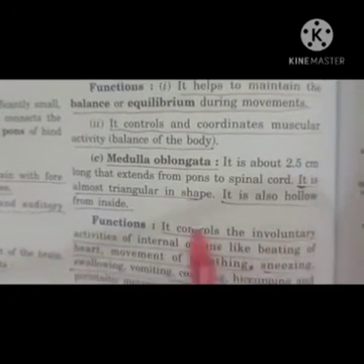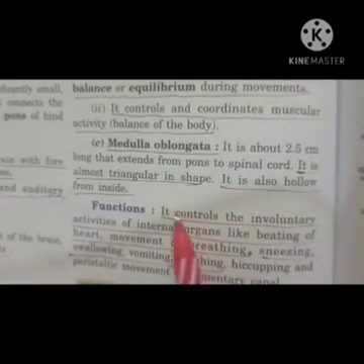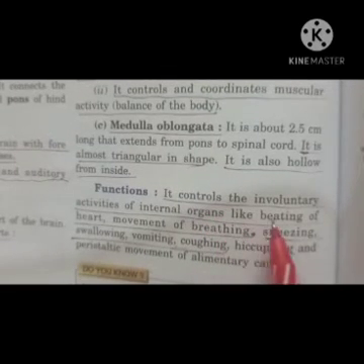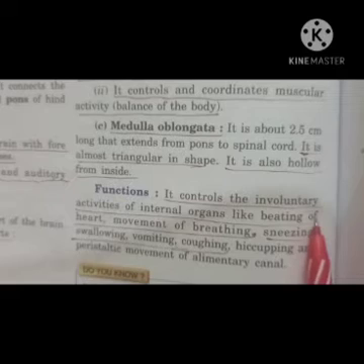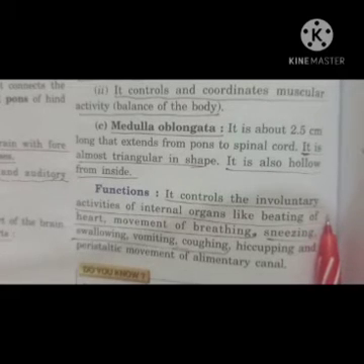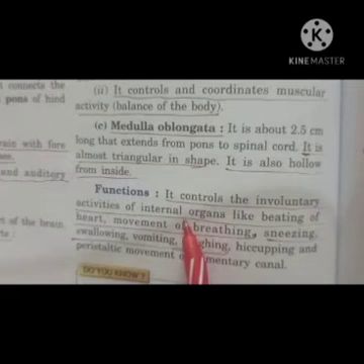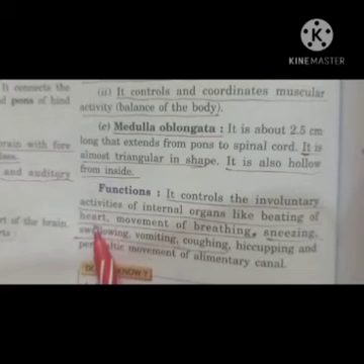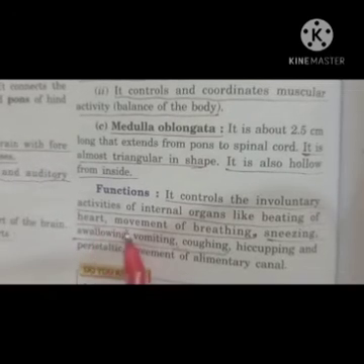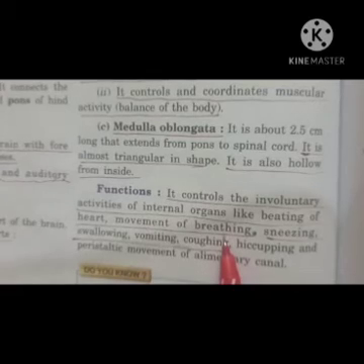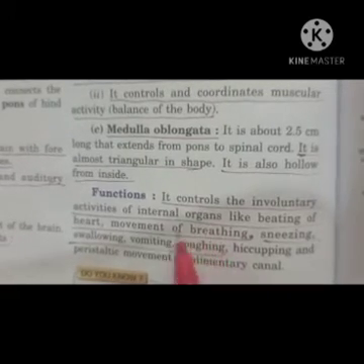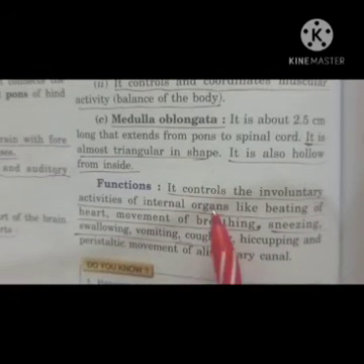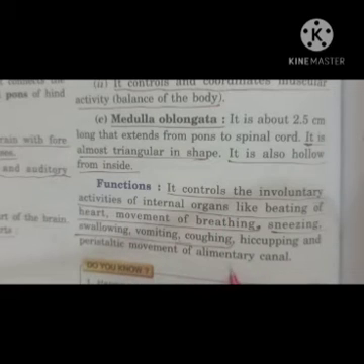Next is your medulla oblongata. It is almost triangular in shape and hollow from inside. And the main function of medulla oblongata is that it controls the involuntary activities. Involuntary means which are not under our control. Involuntary activities of internal organs like beating of heart, because all of you know heartbeat is not under our control. Heartbeat is controlled by medulla oblongata. Movement of breathing, your respiratory system, is also controlled by your medulla oblongata. Sneezing, swallowing, vomiting, coughing, hiccuping, and peristaltic movement of alimentary canal.